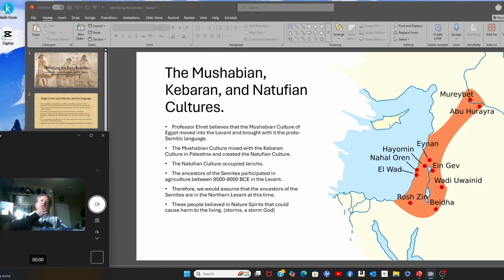The ancestors of the Semites participated in agriculture between 9500 to 8000 BCE in the Levant. And therefore, we would assume that the ancestors of the Semites are in the northern Levant at this time. These people believed in nature spirits that could cause harm to the living, like by storms, and therefore like a storm god.